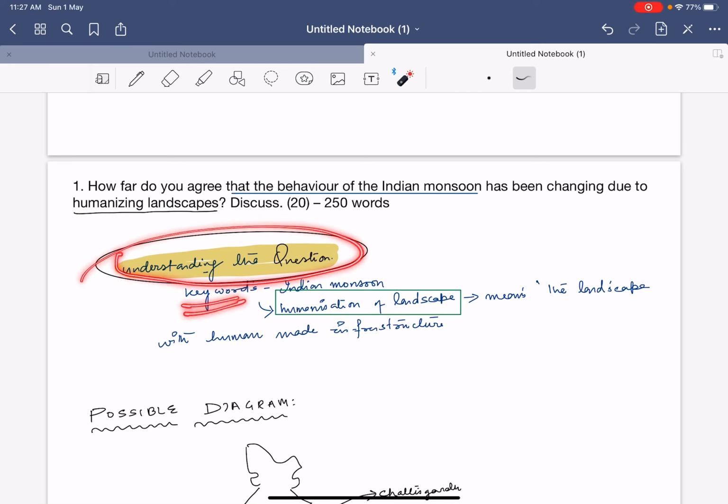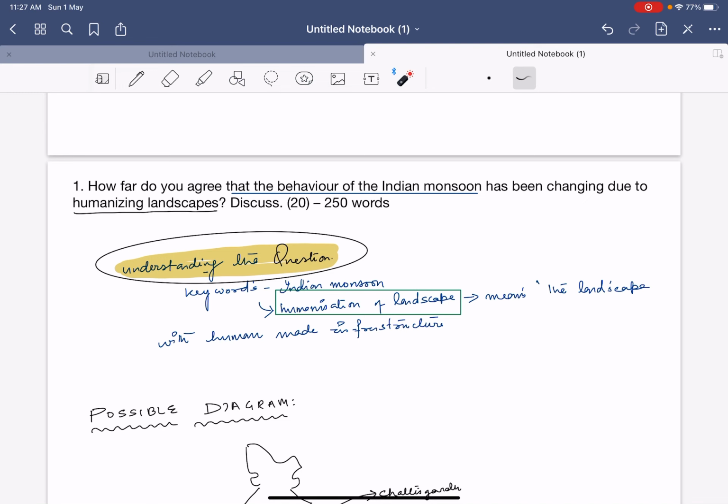Here we have the keywords: the Indian monsoon and humanization of the landscape. Now basically Indian monsoon is nothing but the rainfall that India receives during the 3 months period, from July to September, and that rainfall amounts to 70% of the total rainfall. This is because of the Indian monsoon, and the Indian monsoon occurs because of the reversal of the trade wind, that is, the southeast trade winds become the southwest trade winds.